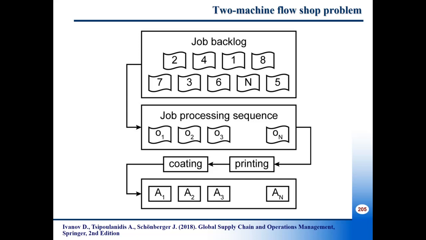In the current slide, each job requires two production steps. In the first step, the workpiece is printed, and in the second step, the printed piece is protected by a coating. Of course, it is necessary that painting precedes coating for all jobs.